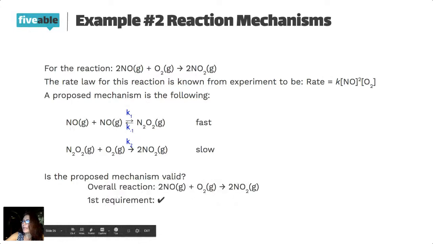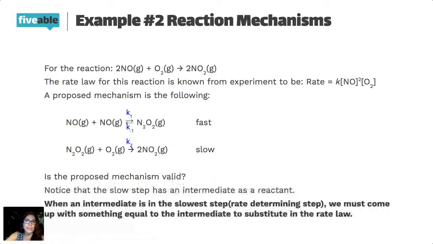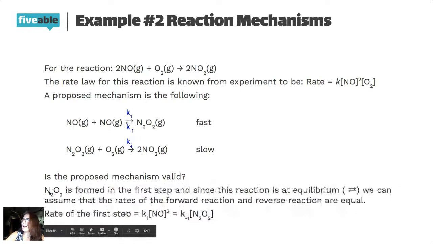Now it's a little bit tricky to get the rate law. Why? Because the slowest step has an intermediate. So now what we need to do is figure out a way to substitute that intermediate in the rate law. And this is how it's done. Notice how N2O2 is formed on the first step, right? And since this reaction is an equilibrium, we can assume that both rates of the forward and the reverse reaction are equal.